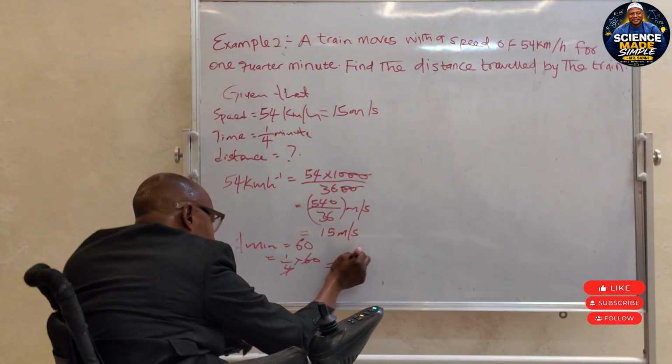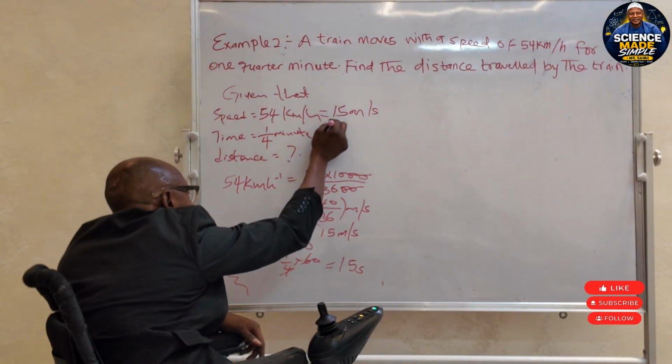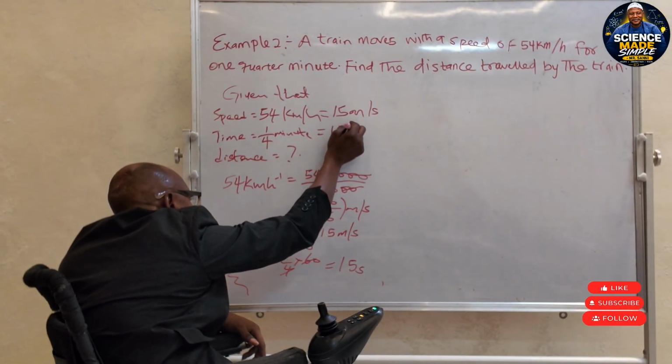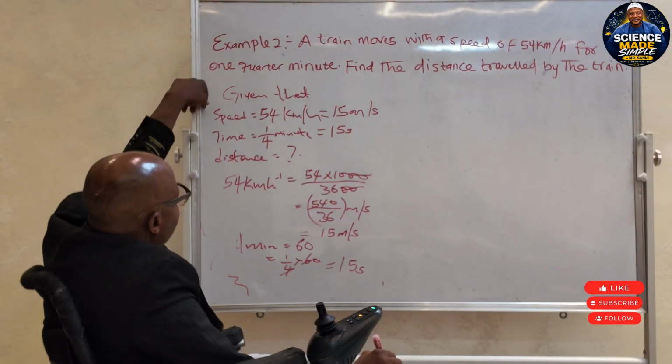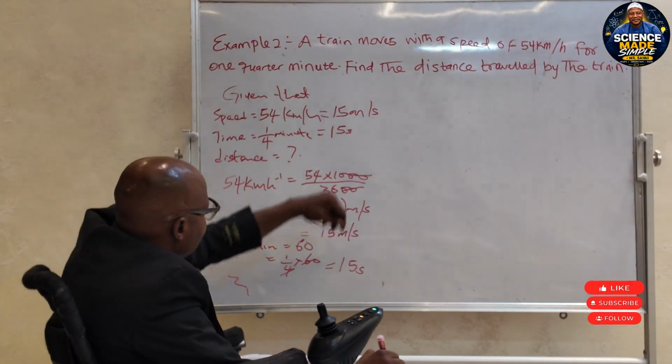15 seconds. So our 1/4 minute will now be 15 seconds. Now we have converted speed to 15 meter per second and time to 15 seconds.